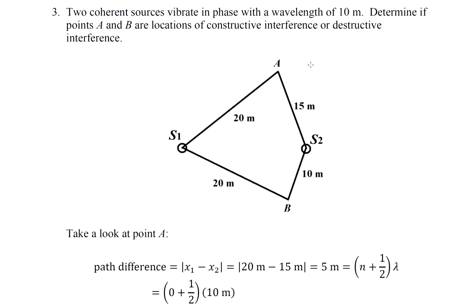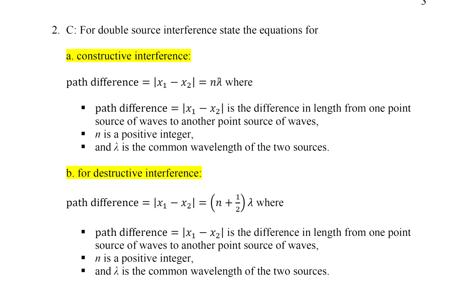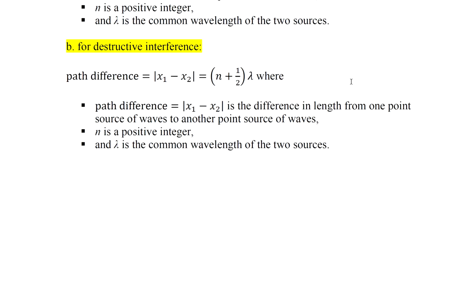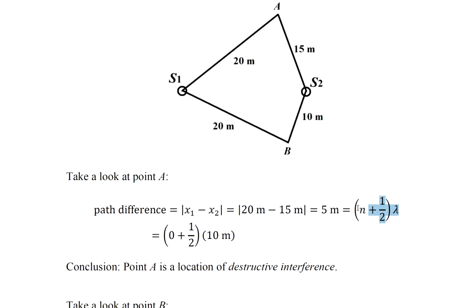So look at point A. The path difference is 20 meters minus 15 meters, that's 5. So the path difference is x1 minus x2, which is 5 meters. Now let's try to set that equal to, we're going to have to take a guess. It's either n lambda or n plus 1/2 lambda. Let's use n plus 1/2 lambda.